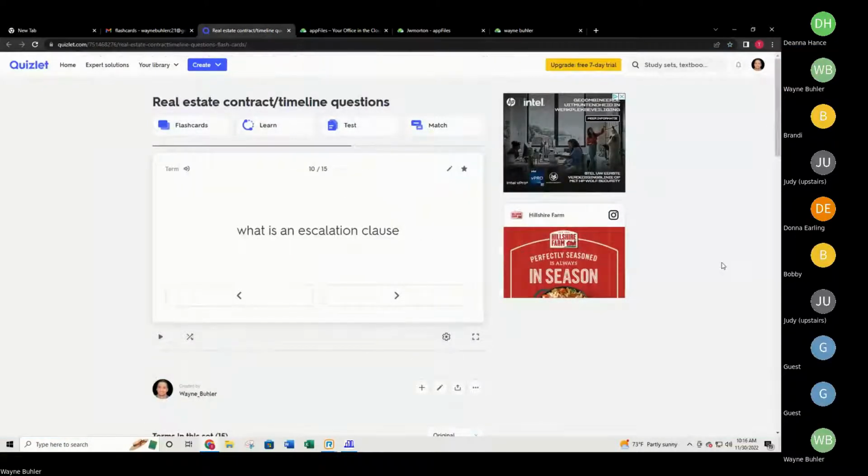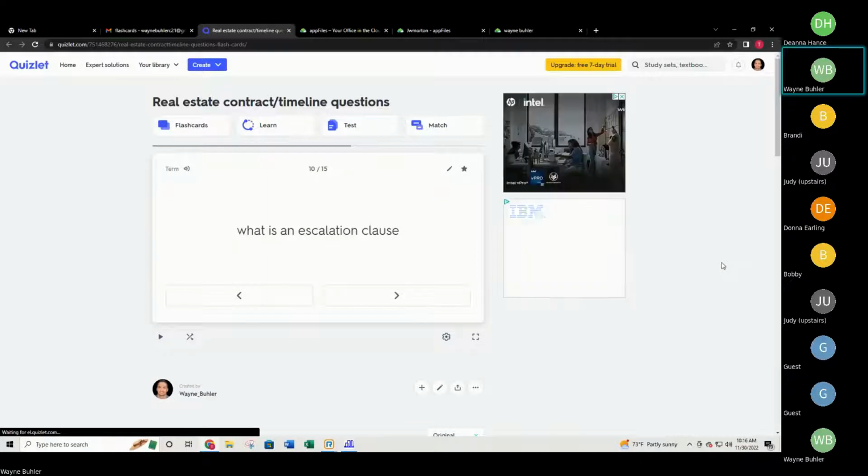What is an escalation clause? Brittany? All right. Tom? It is a clause where, especially if you have multiple offers, you basically say, I'm willing to go up in my offer at this increment, so like $1,000 up to this exact price. So I agree. Tom got it right. Ditto. Okay. That is correct.